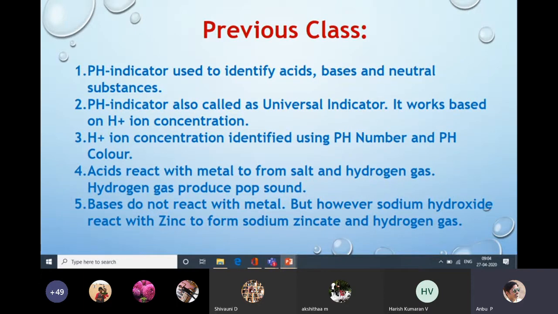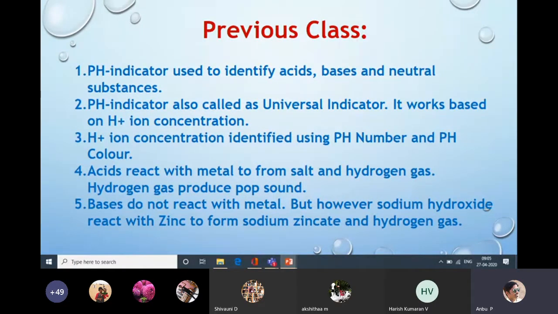Then we understood the chemical properties of acids as well as bases, and how acids and bases react with other chemical substances. In the first one, we saw what will happen when acids are added to a metal. It forms salt and hydrogen gas. When acids react with a metal, it produces a chemical salt and liberates hydrogen gas. Hydrogen gas is highly explosive in nature, and this reaction is exothermic also. So how do I identify that the given gas is hydrogen gas? Hydrogen gas produces a pop sound when it is passed through a flame. So that was the first chemical property we discussed.